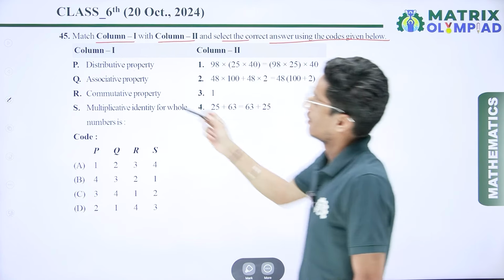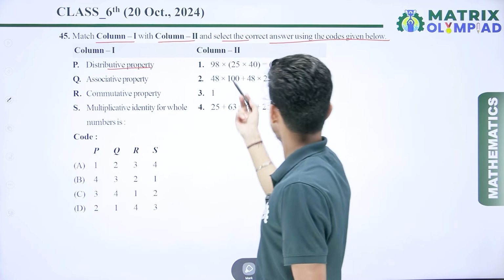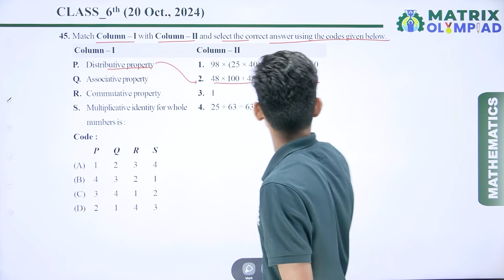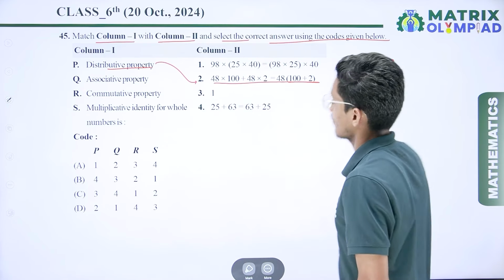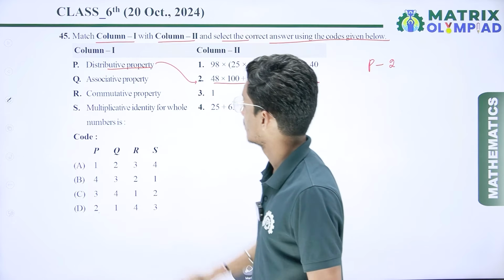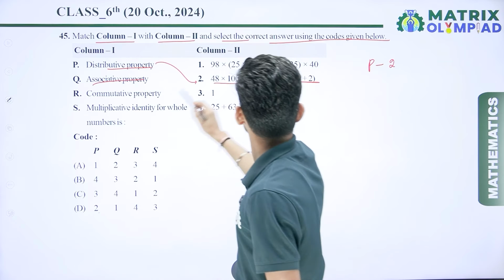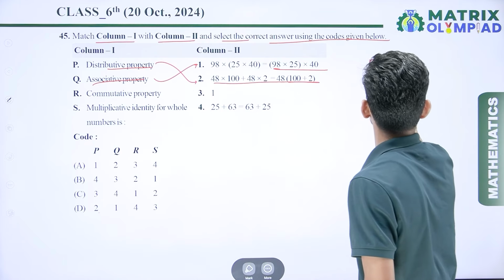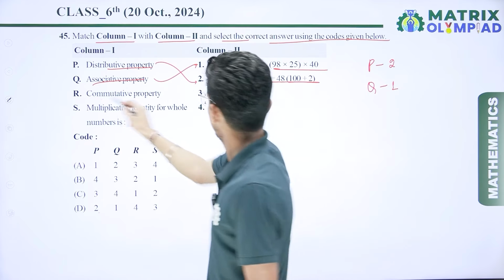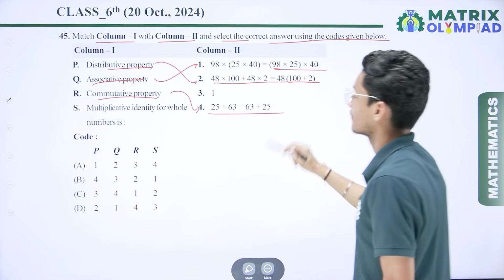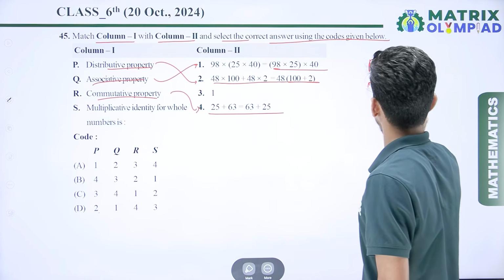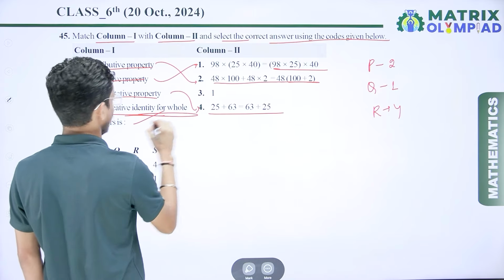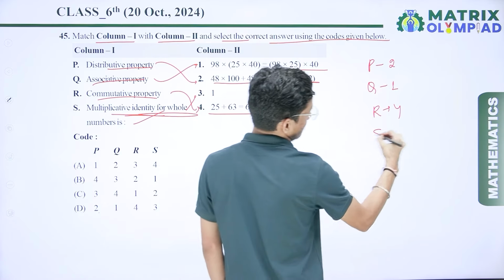First we have to find the distributive property. Check where the distributive property is. Yes, this one. So P is connected to 2. Associative property, this one, so Q is connected to 1. Commutative, this one, so R is connected to 4. And the remaining, multiplicative identity for whole numbers, that is 1. So S is connected to 3.